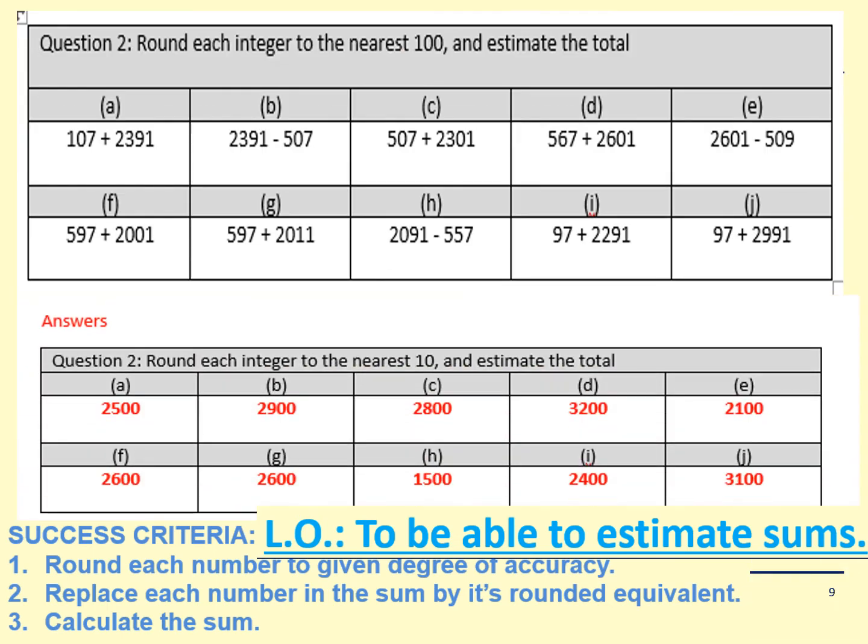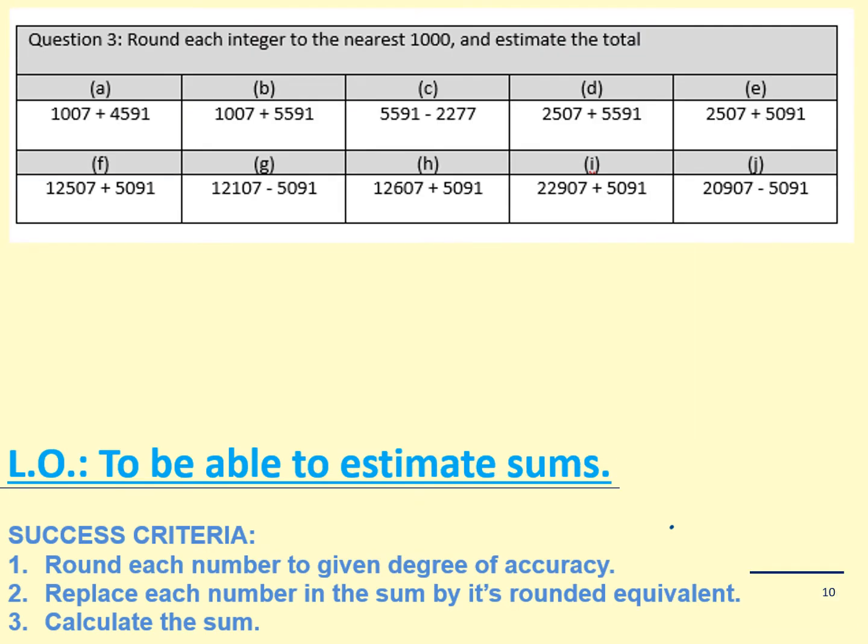Okay, and we've got the answers here. Mark your own work with a green pen and write down how many out of how many again. So if it's 10 out of 10, well done. If it's 5 out of 5 or any other number and all of them are right, well done.